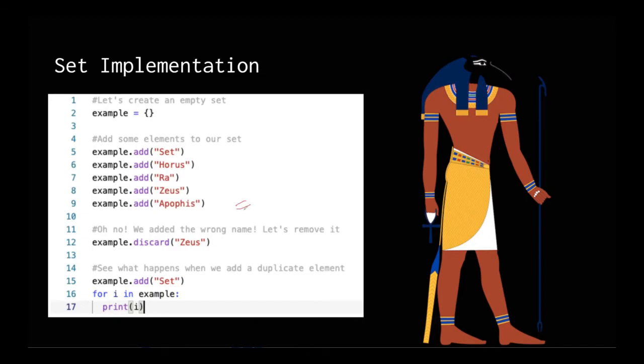So what you would do is that, oh no, you added the wrong name. So we can also remove stuff, right? We added all these people. We can remove Zeus because we don't like him or he's just not relevant.